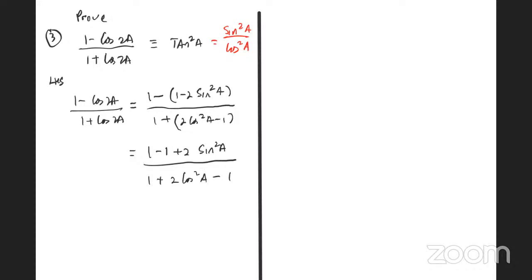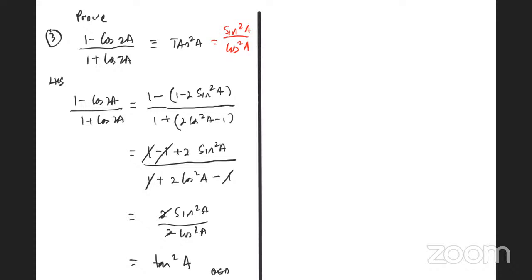The ones will cancel. This one will cancel here. This one will cancel here. So we'll be left with 2 sine squared a over 2 cos squared a. The 2 will cancel, and you will get tan squared a. All right? Nice. Good. So I see that little improvement with that one there.